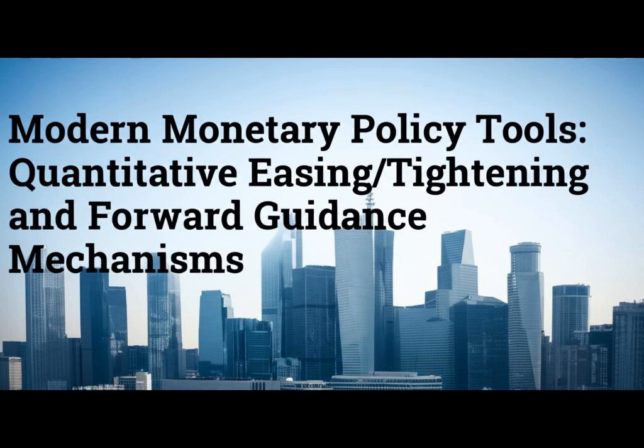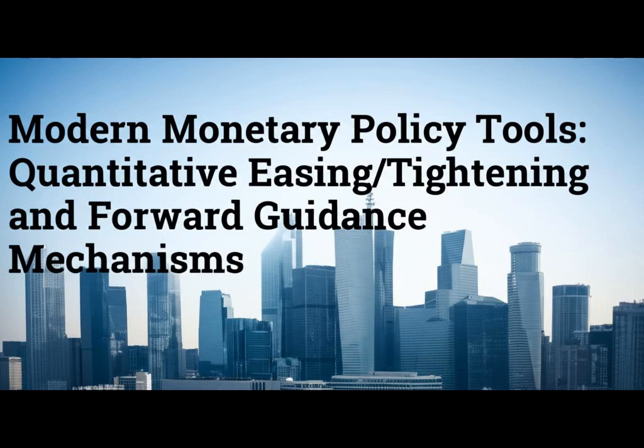First up, quantitative easing, QE. What is it? Essentially, it's when a central bank buys assets, usually government bonds, from commercial banks. The main aim isn't just fiddling with short-term rates, especially if they're already near zero. It's about influencing longer-term rates and boosting the money supply.